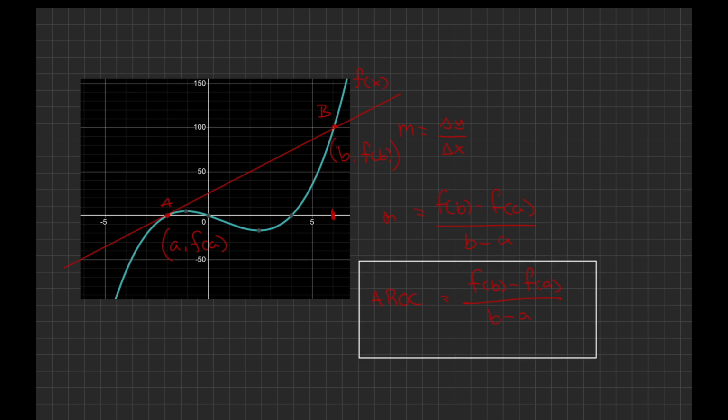It's just that simple. It's just our initial formula of y2 minus y1 over x2 minus x1, in a more applicable way to the course that we are learning at the moment.